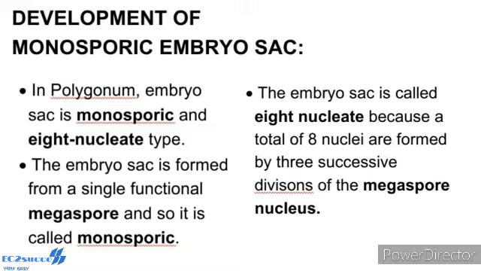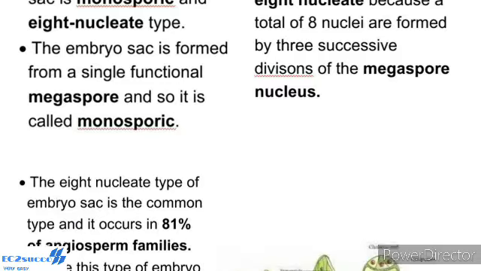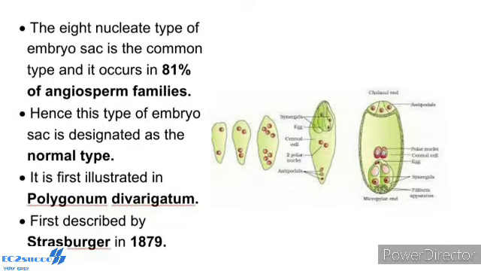the megaspore nucleus. The 8 nucleate type of embryo sac is the common type and it occurs in 81% of the angiosperm families. Hence, this type of embryo sac is designated as the normal type. It is best illustrated in Polygonum divaricatum, first described by Strasburger in the year 1879. The functional megaspore is the first cell of the embryo sac or female gametophyte.